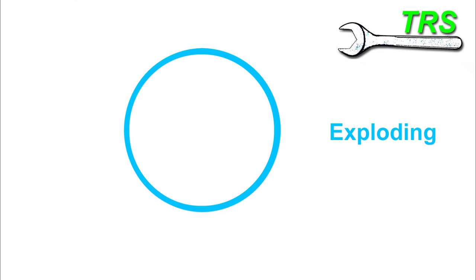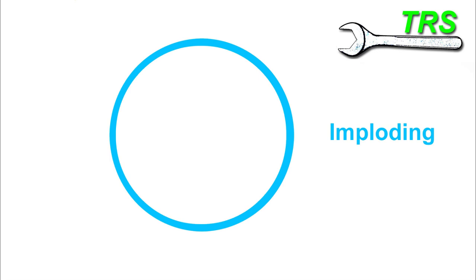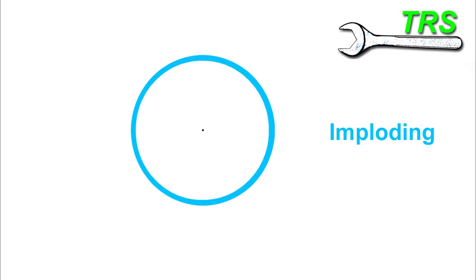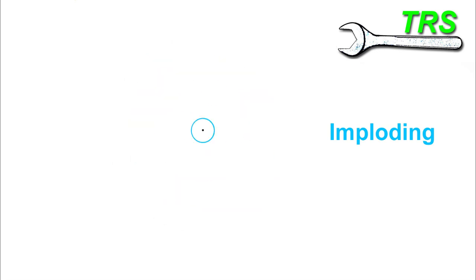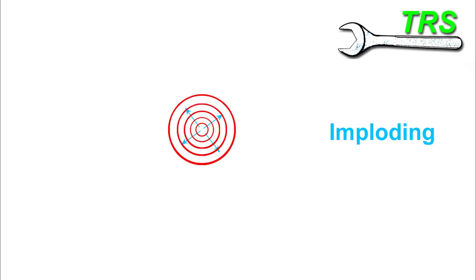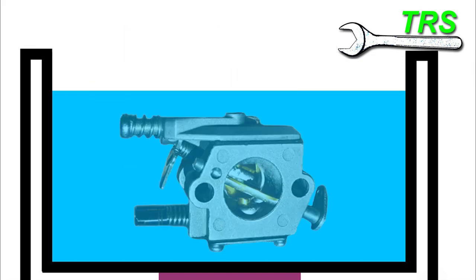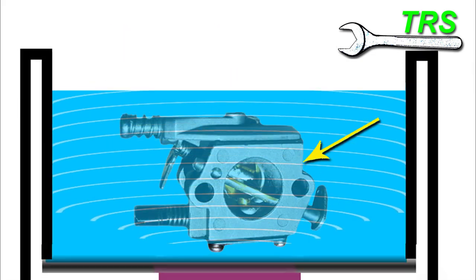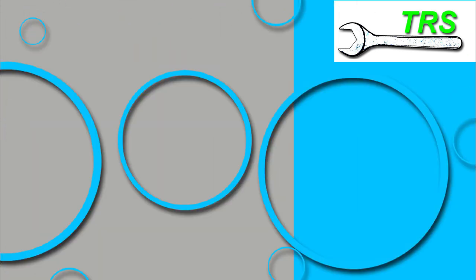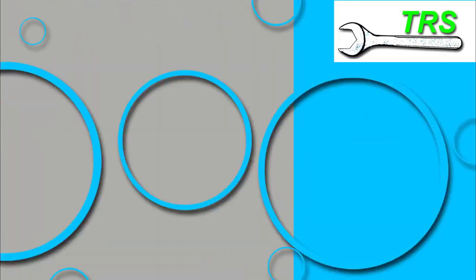Because unlike an exploding bubble, which just keeps getting larger and larger until it pops, as we saw with the imploding bubble, this keeps getting smaller and smaller until it pops, releasing a pressure wave of energy outwards. So when we put our item for cleaning inside the ultrasonic tank and then turn it on, if we could see down to the microscopic level, we'd see that these bubbles are being produced and imploding, produced and imploding throughout the whole time the ultrasonic cleaner is in use.